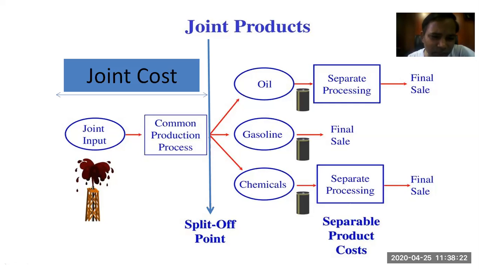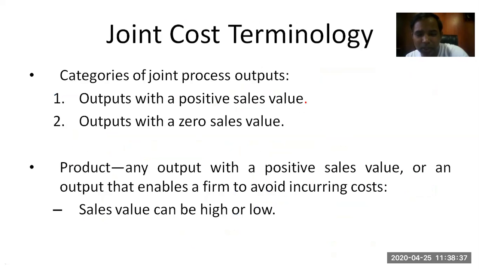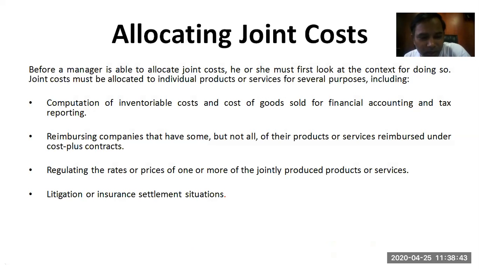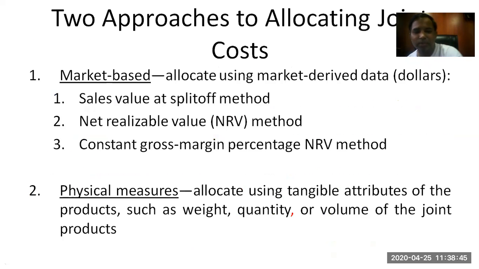The only thing that we need to allocate is this joint cost. Whatever joint cost is incurred is supposed to be allocated to all three products, 1, 2, and 3. But how to allocate this joint cost? We had gone through different methodologies. One was market based and the second was the physical method.